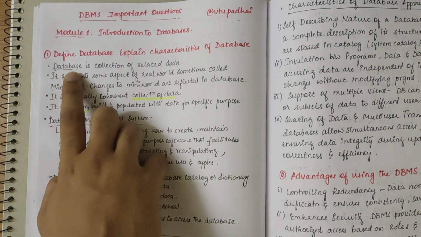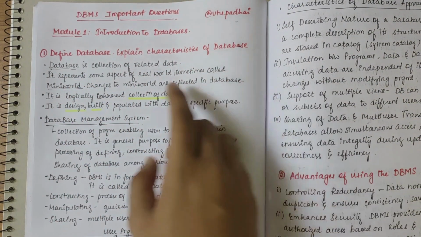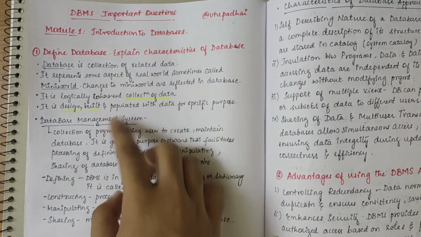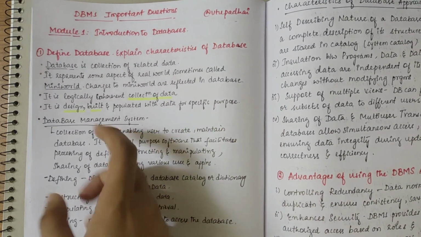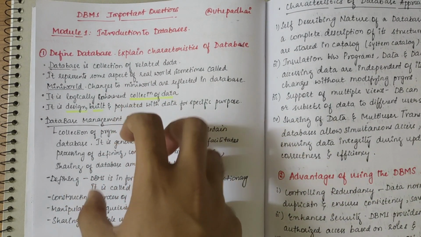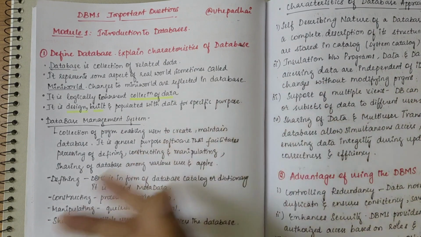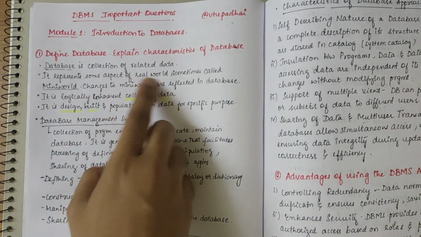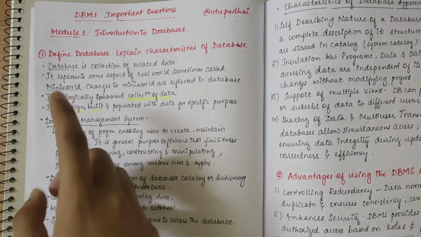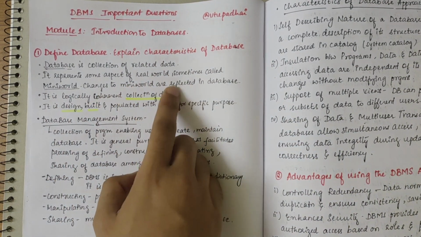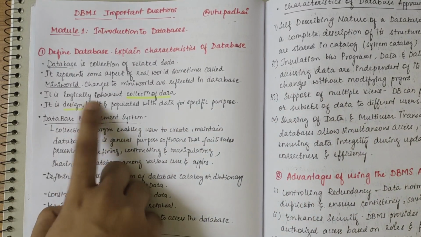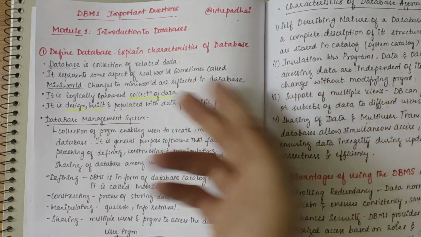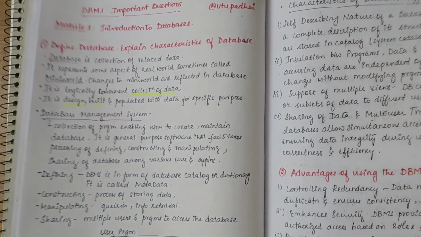The definition of database basically means a collection of data. You take some aspect of the real world and make use of it to perform various operations. That aspect of the real world is called the mini world. The changes made to the mini world are reflected in the database. So it is a logically coherent collection of data. This is a pretty easy definition.